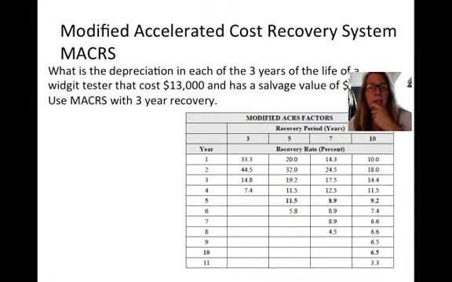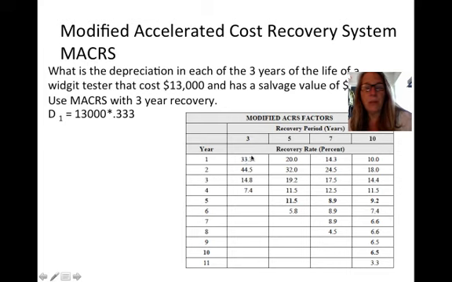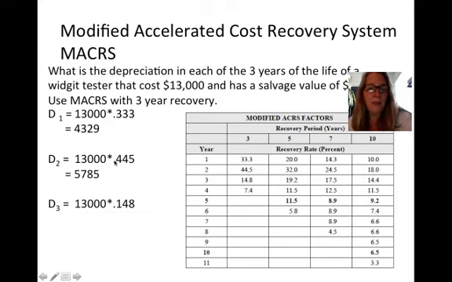So let's look at an example here. What is the depreciation in each of the 3 years of the life of a widget tester that costs $13,000 and has a value of $4,000? It specifies the recovery period is 3 years. So for year 1 we take 33.33%, or 0.333, times 13,000, that's 4329. The second year we take 0.445 times that.